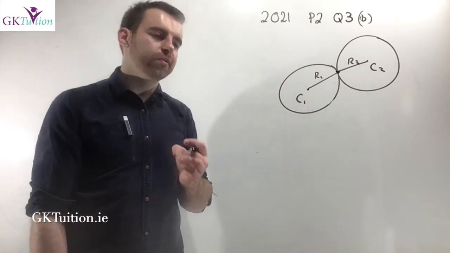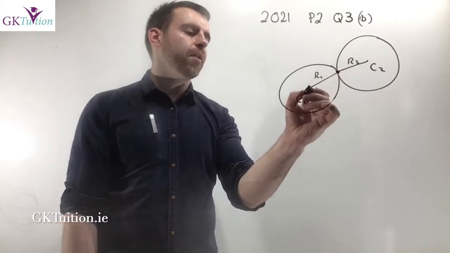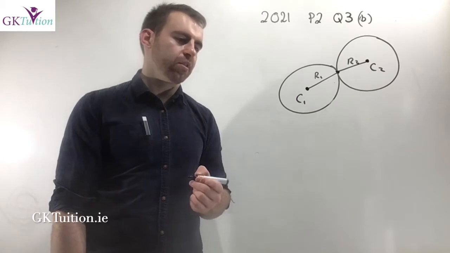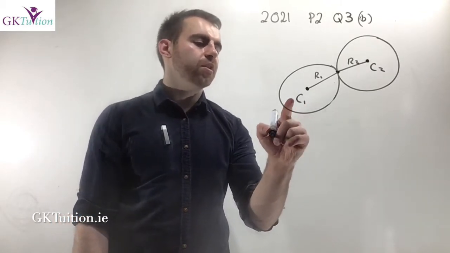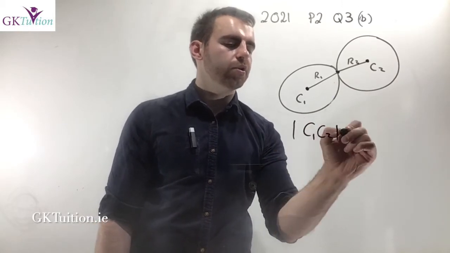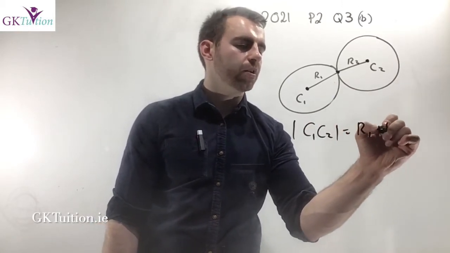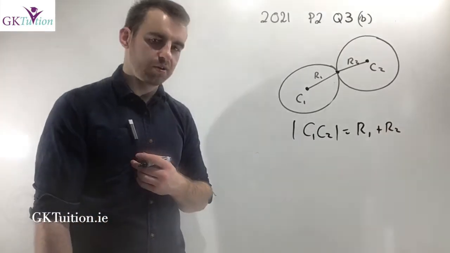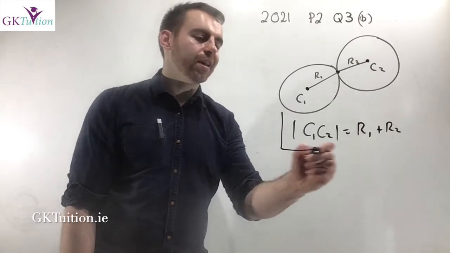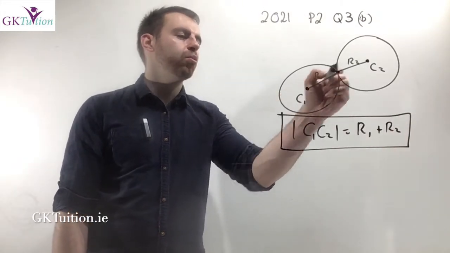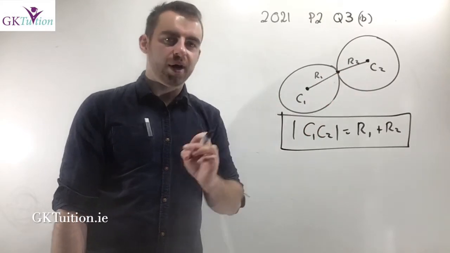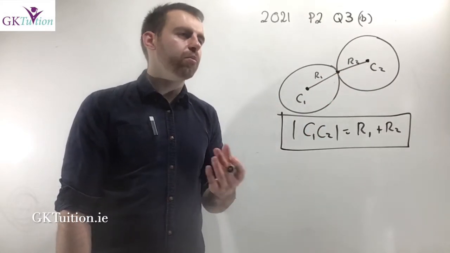In order to prove that this is the case, I want you to think about the distance between the centers and the radii of the circles. If we work out the distance from the center of one circle to the center of the other circle, then it should be equal to the radius of the first circle plus the radius of the second circle. So in order to prove the two circles are touching externally, we need this. You get the distance from center number 1 to center number 2, and it's the same as adding up the two radii. So that's what we're going to do in part B.